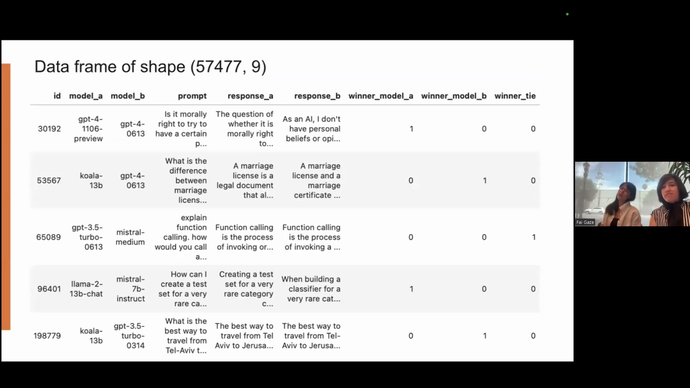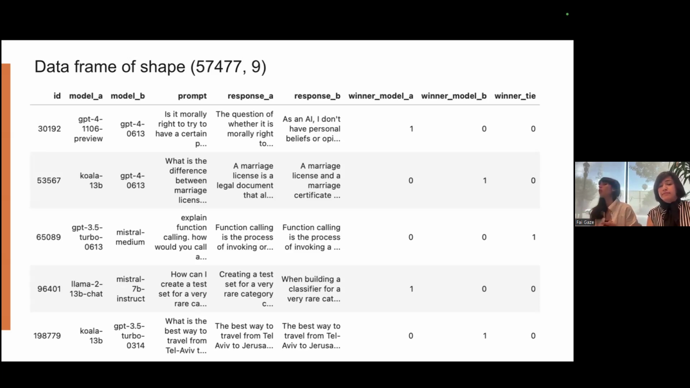Yeah, so we were given a data frame with about 57,477 rows, meaning we have a unique ID for each row. The idea of the competition was that there was a model A and a model B. We had about 66 different models like ChatGPT-4, ChatGPT 3.5, Llama, and others. To the pair of these models, a prompt was given, and then a response was given by model A and model B. Then a human had to select which response was better, either model A or model B.